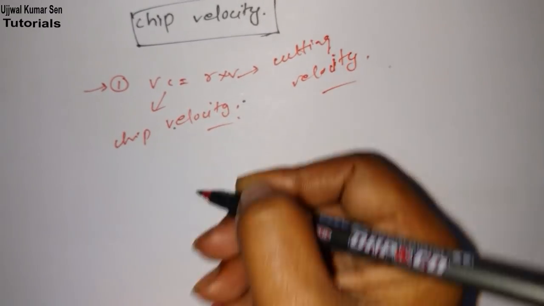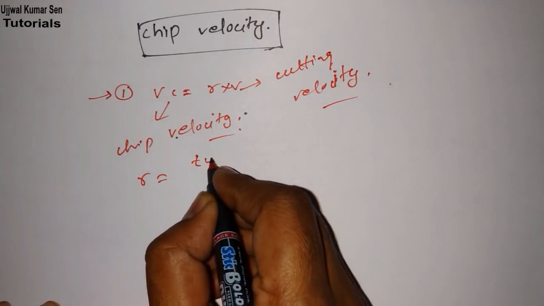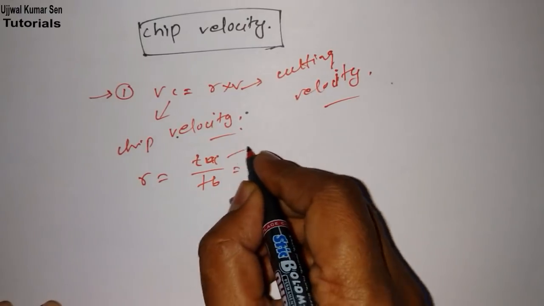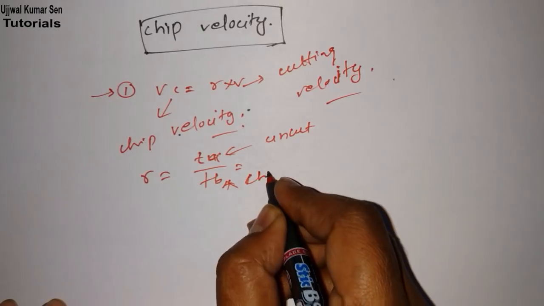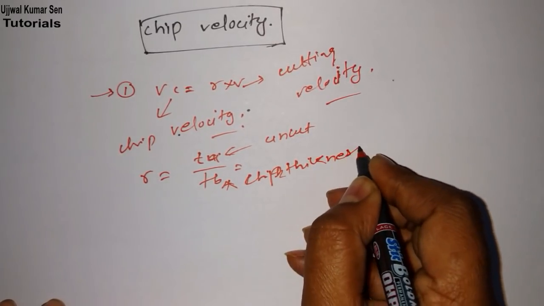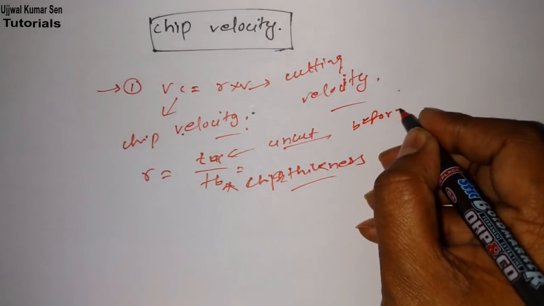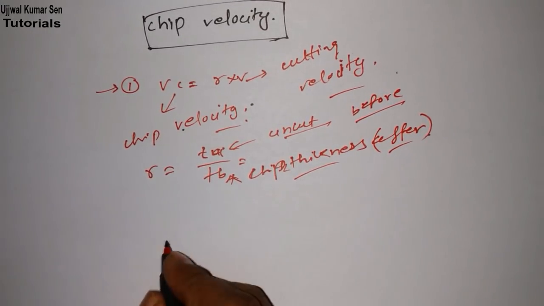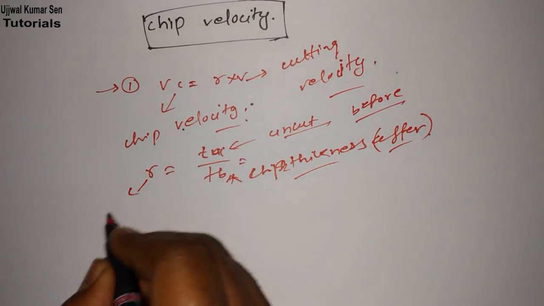Right, so this is the relation, and now R is equal to t uncut, t_a by t_b. So what is t_a? That is uncut chip thickness, and this is chip thickness. Okay, chip thickness. And if you want to remember this the right way, this is before cutting and this is after cutting. That's it.